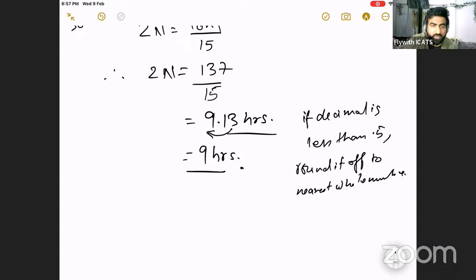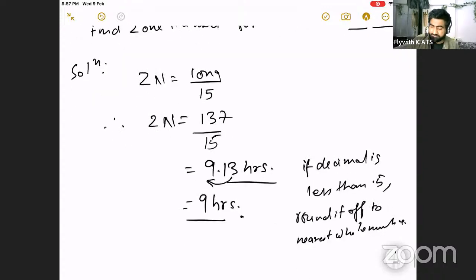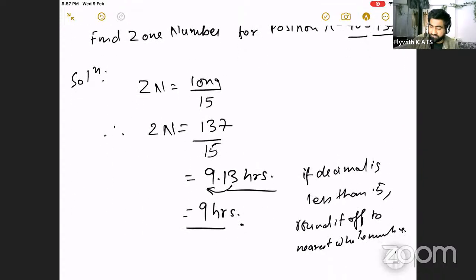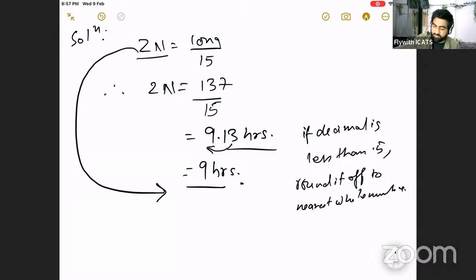Okay. Now we need to know this is zone number, and can we also find out zone time? For that we need UTC. So the question is only talking about zone number. So you will say zone number 9 hours.